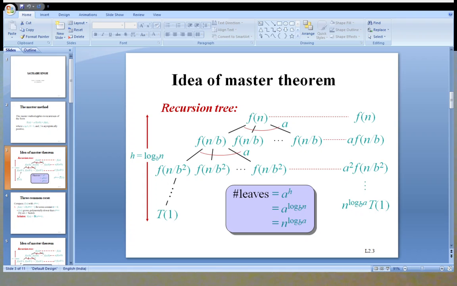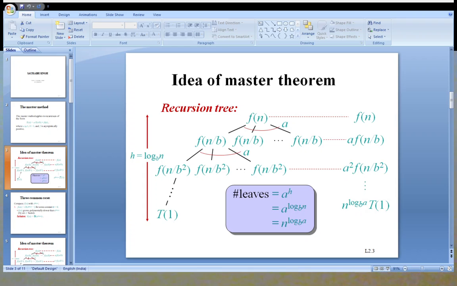At T(1) the problem will be of size 1. The height is h, so the number of leaves would be a raised to the power h, and h is equal to log n base b. Through mathematics, we can write n raised to the power log a base b as equivalent to a raised to the power log n base b, because in the right portion n and a can swap with each other.